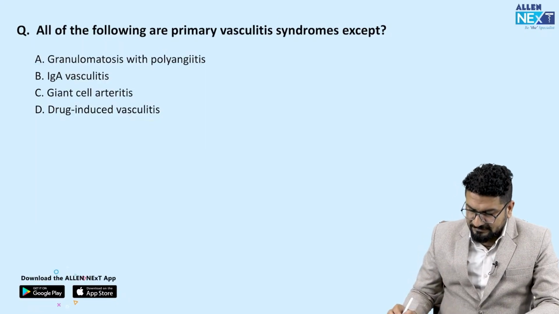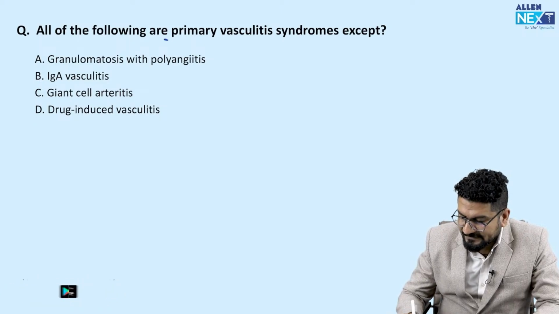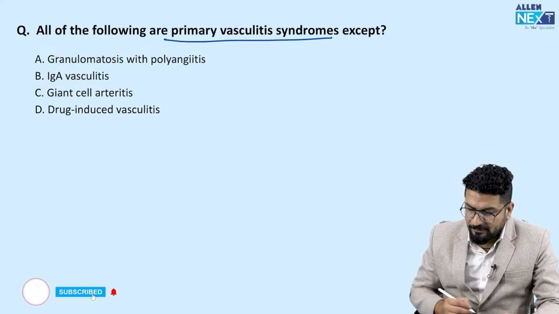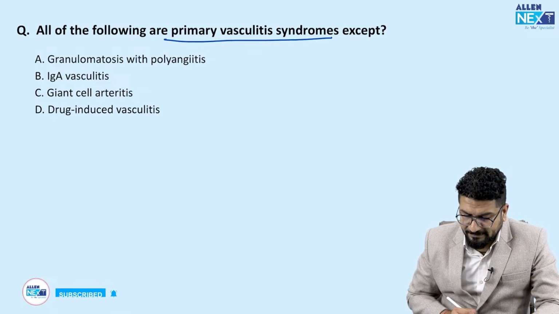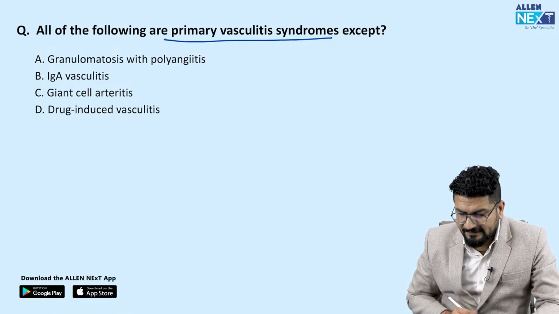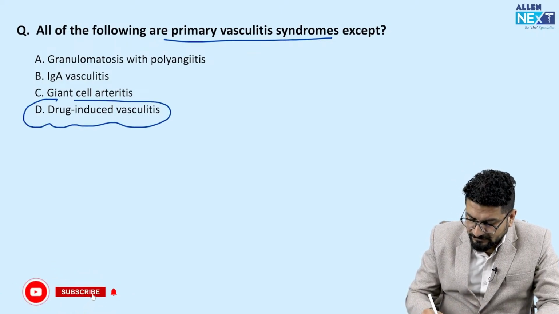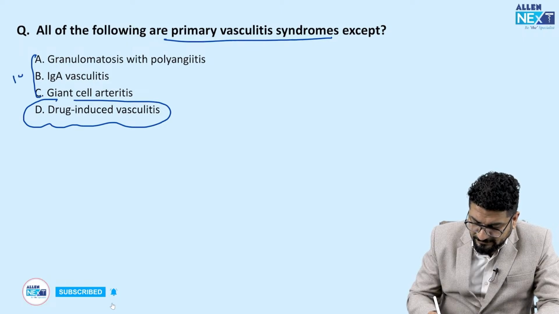Okay, let us see question number 3. All of the following are primary vasculitis syndromes except. I think I already discussed this many times. Granulomatosis with polyangiitis is a primary vasculitis. IgA vasculitis is a primary vasculitis. Giant cell arteritis is a primary vasculitis. Drug-induced is always secondary. So these 3 are examples of primary vasculitis.